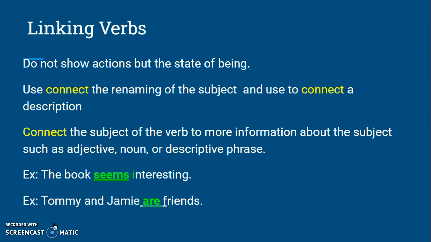For example, the book seems interesting. Well, how are we describing the book? We're describing the book as interesting. So the state of being is it seems interesting. Or Tommy and Jamie are friends. What are we saying about Tommy and Jamie? We're renaming them. They're friends, right? So we need that linking verb are to tell us that, hey, I'm showing you the connection between the two. Here's Tommy and Jamie.